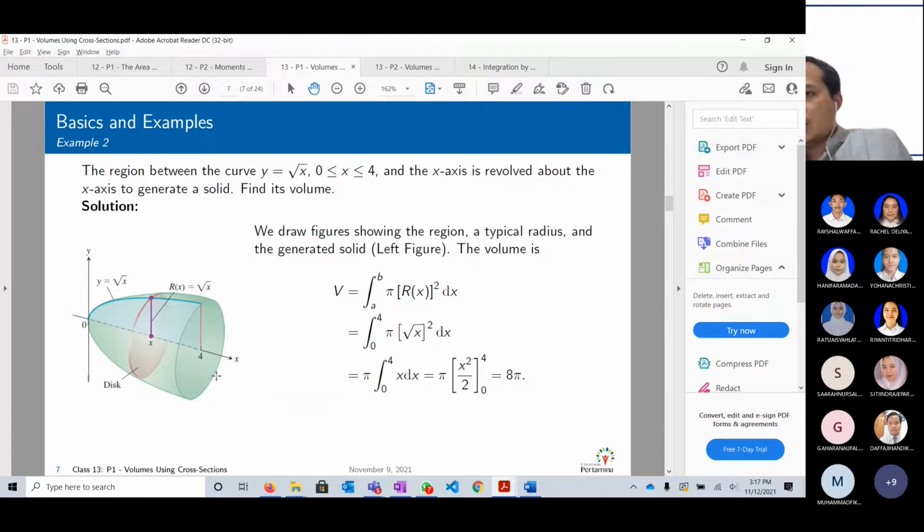In Bahasa, usually this method is called method cakram. Yeah. Cakram means disk. Yeah. Basically, because we have disk here.